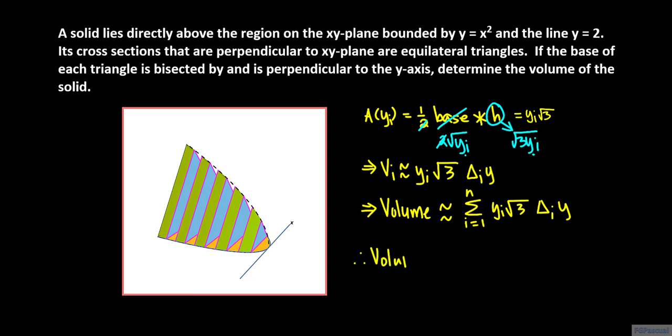Let the maximum thickness of all the parallel plane sections tend to 0, so that the Riemann sum tends to a definite integral. The volume of the solid should be equal to the integral from 0 to 2 of y times the square root of 3. The viewer can check as an easy integration exercise that the value of this integral is equal to 2 times the square root of 3 cubic units.